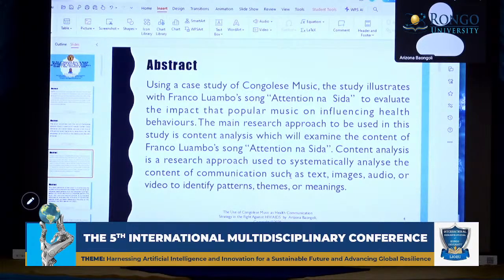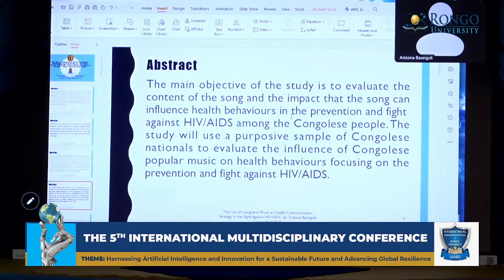Content analysis is an approach that is used to systematically analyze the content of communication, such as text, images, in our case, audio. If we had time, I would have played for you the song, but I know that time is not on our side, and the song is 16 minutes long. But I will just give a summary on that. You can access the song on YouTube, and you'll be able to appreciate this presentation more.